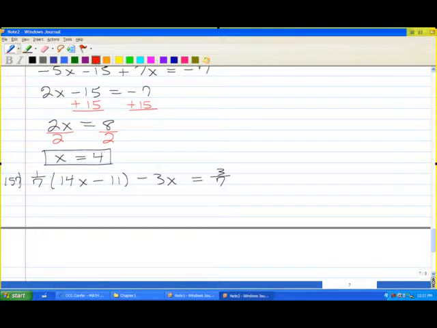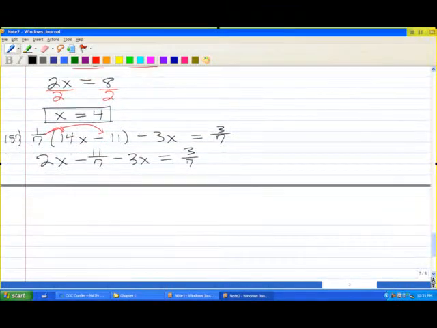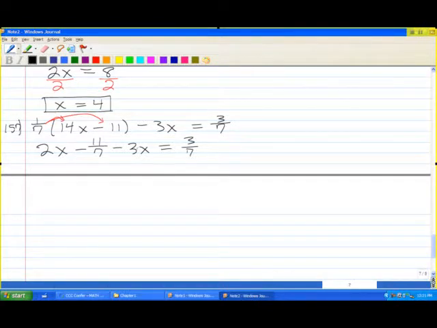Let me multiply the 1/7 inside the parentheses. Well, 14 divided by 7 is 2. Positive times negative is a negative. 11 times 1 over 7 is 11 over 7, minus 3x equals 3 over 7. Let me combine like terms. 2x minus 3x is a minus 1x.